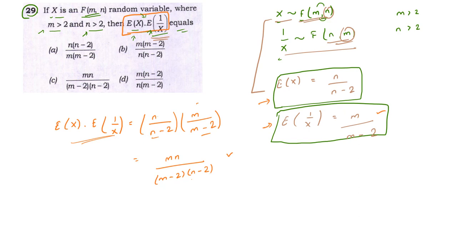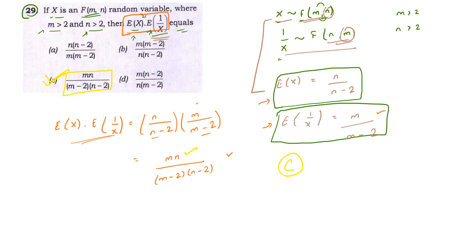Now let us check the options. In option C you can see it is m multiplied by n divided by m minus 2 multiplied by n minus 2, and this matches our answer. So option C is the correct answer to this question. Option C is the correct answer of question number 29. Now moving on to the next question.